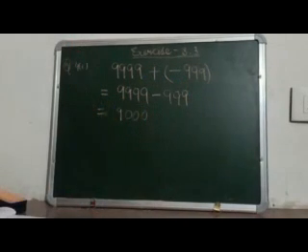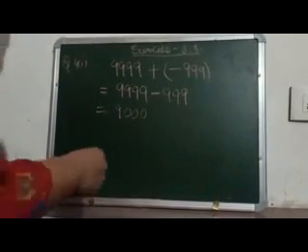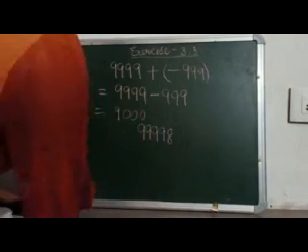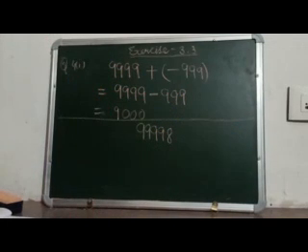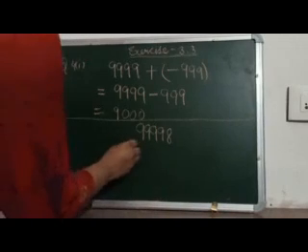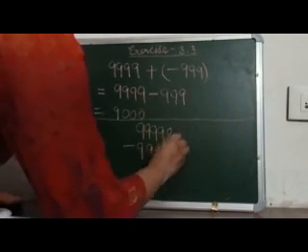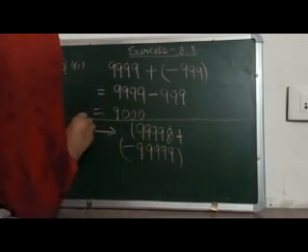So the answer will be 9000. In the second part again we are given the largest 5-digit even integer, that will be this one, and you have to add it to the smallest 5-digit odd negative integer. So the smallest 5-digit odd negative integer will be this one, and you have to add both. So this is the sum which you need to practice.